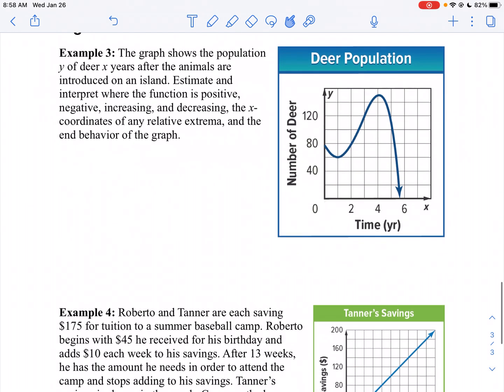So on example 3, it says the graph shows the population y of deer x years after the animals are introduced to an island. Estimate and interpret the function when it's positive, when it's negative, when it's increasing, and when it's decreasing. I want to know the x-coordinates of any relative extrema and the end behavior of the graph. Well, let's start from the beginning. So we want to find out when it's positive and when it's negative. Notice, because we're doing deer, it's always positive. It's always above the x-axis. So in this graph, it's always positive.